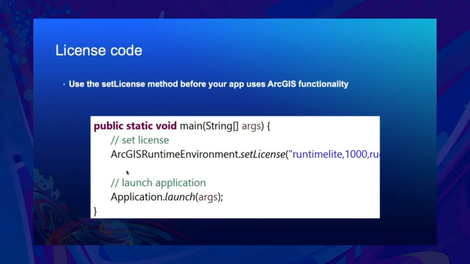So you've got your license code from customer services or your local distributor, and what you do very early on in your application before you touch any of the runtime functionality, so you can see here I've got this as the first method in my main start class, I'm going to call the setLicense method of the ArcGIS Runtime environment, and then pass in the string that will license my application. And I'm doing this before I'm even launching my JavaFX application.